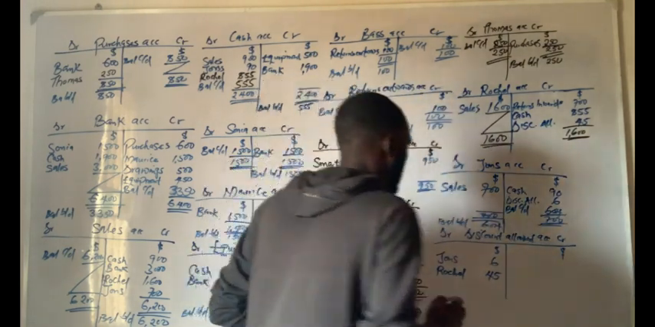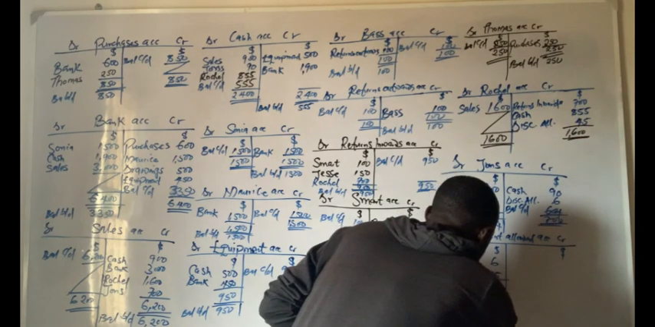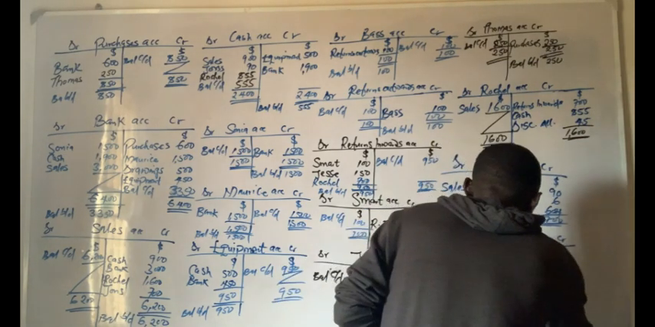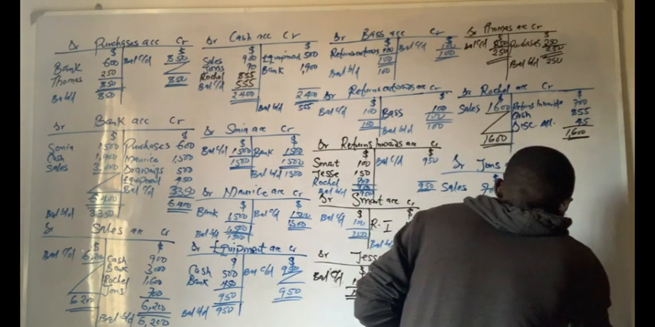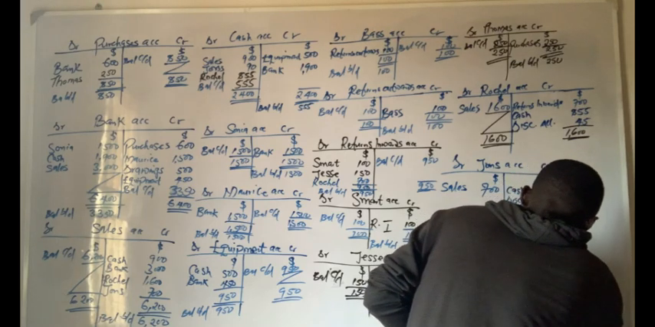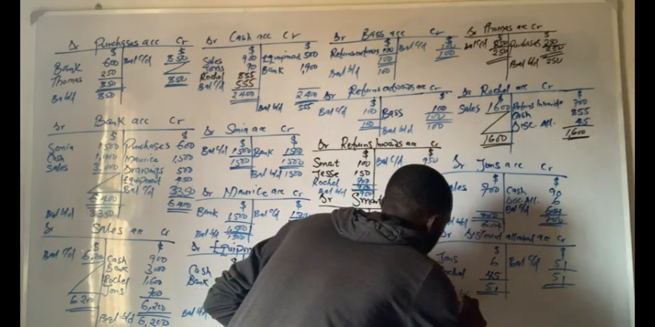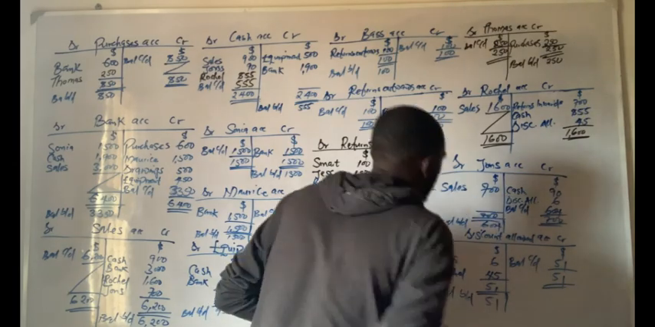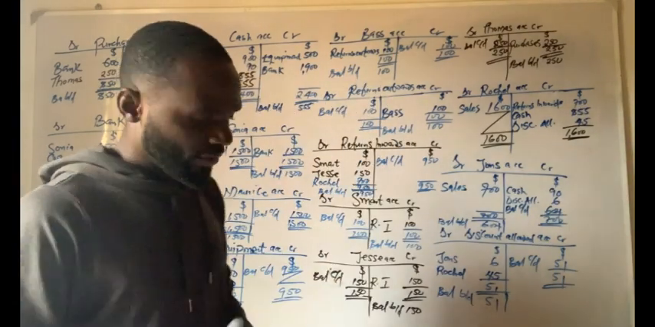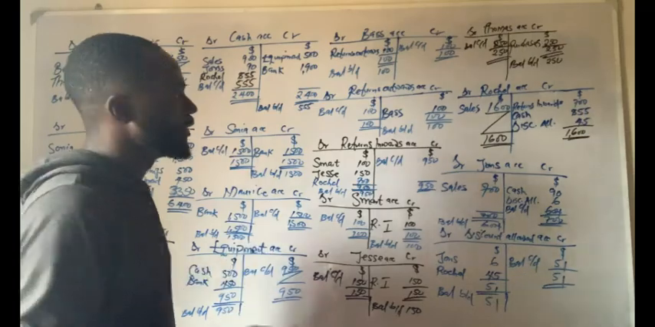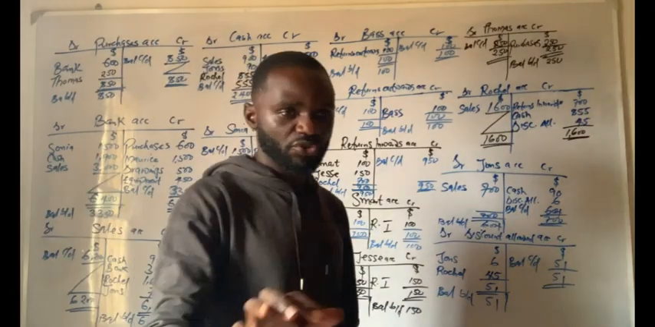So the next account is our discount, which is 51. So our balance carried down is 51, and then total is 51. Then balance brought down is 51. Okay. So this wraps it up for the double entry based on the transaction we have.